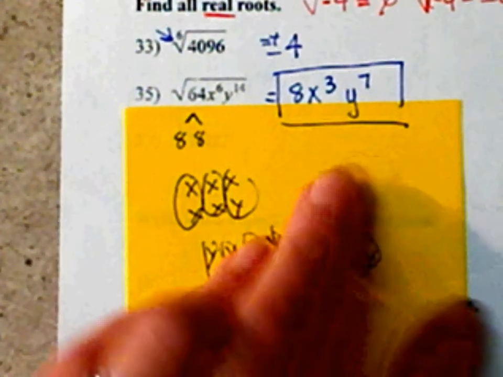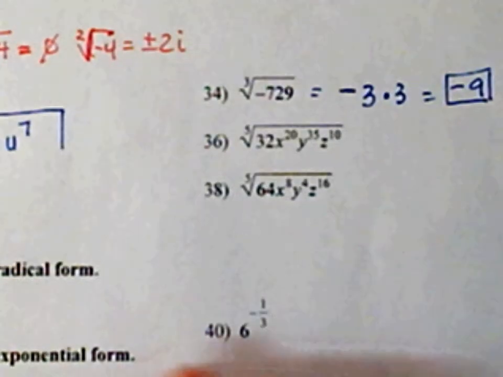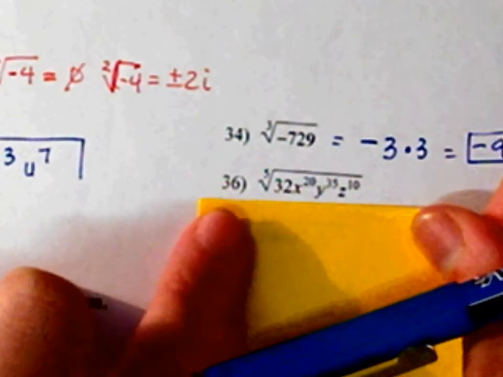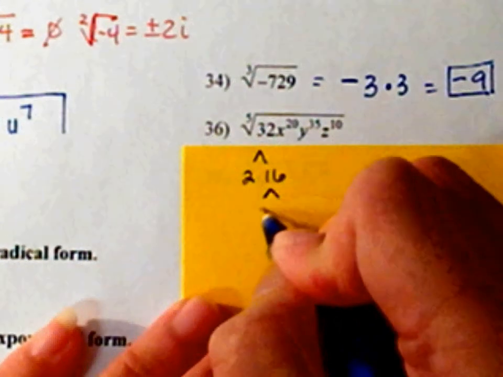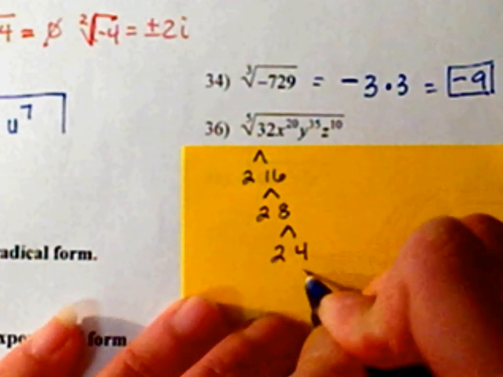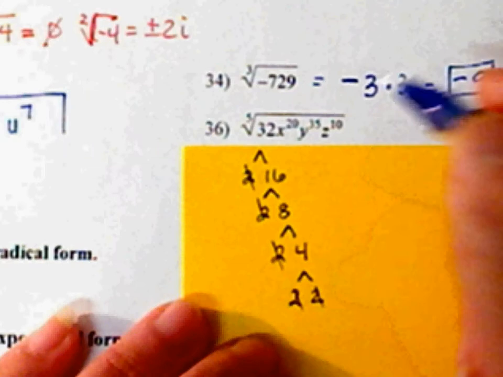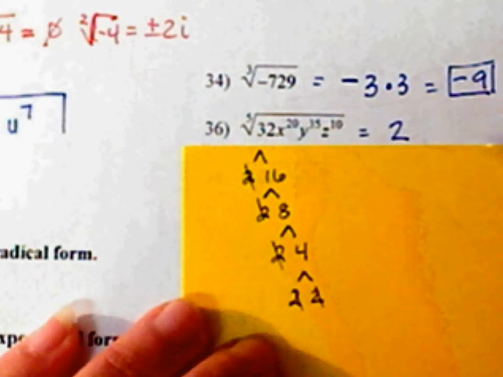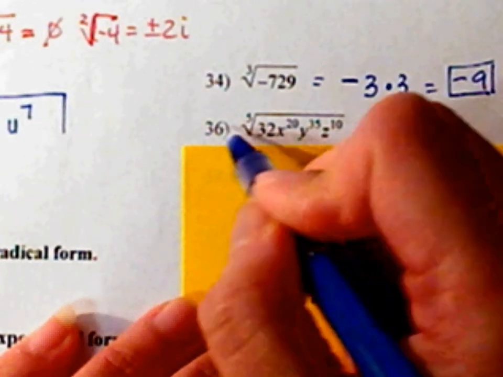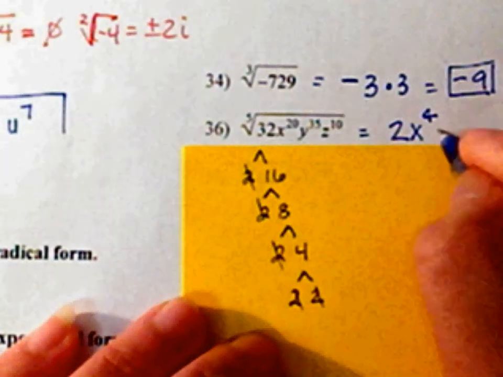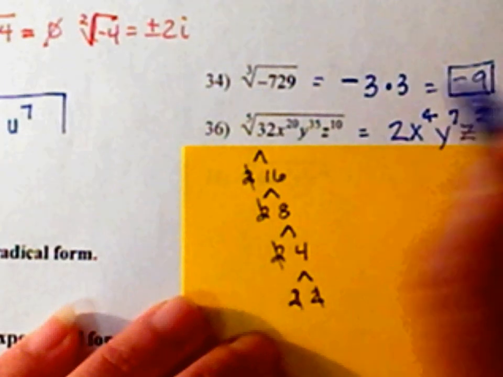Number 36, fifth root, 5 of a kind. Okay, so here we go. Factors of 32, 2 and 16. Factors of 16, 2 and 8. Factors of 8, 2 and 4. Factors of 4, 2 and 2. 5 of a kind. 1, 2, 3, 4, 5. With nothing left over. X to the 20, divided by 5. How many groups do I have? 4 of them. Look at your Y. 35 divided by 5. How many groups? 7. And your Z, 2. Nothing left at home. No radical sign.